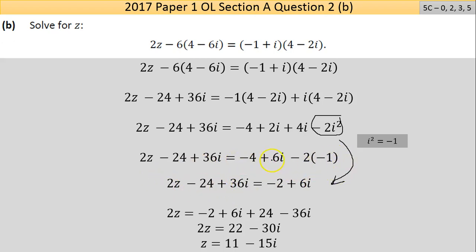And then in this step here, I'm moving on. The left hand side is still the same. Minus 4 plus 2 is the same thing as minus 2. And the 6i just carries over. So I'm getting there. I've taken away all the brackets.